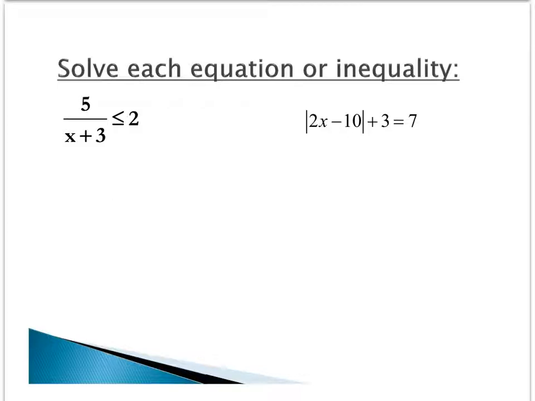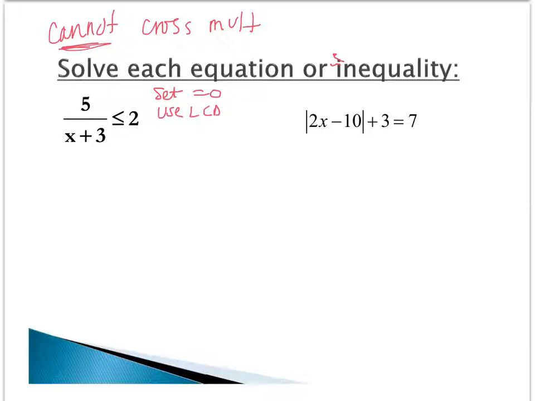The problem on the left is a rational inequality. When we are solving rational inequalities, you cannot cross multiply. And that was a common thing that people wanted to do in this chapter. You are not allowed to cross multiply. Instead, what we need to do is we need to set it equal to 0. We need to use lowest common denominators to combine the fractions.